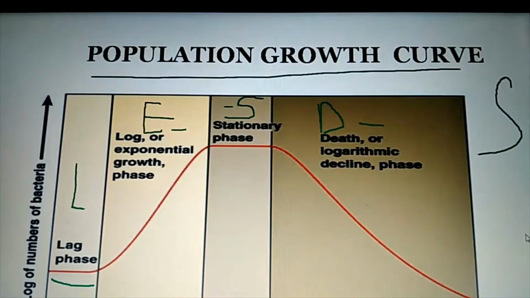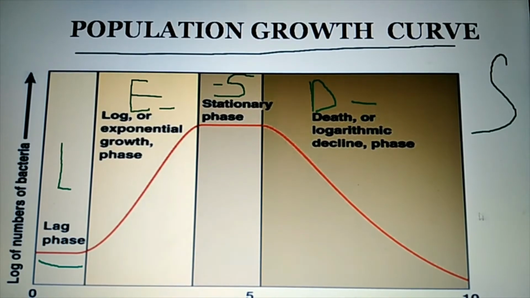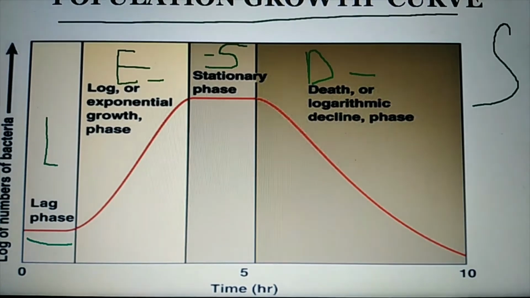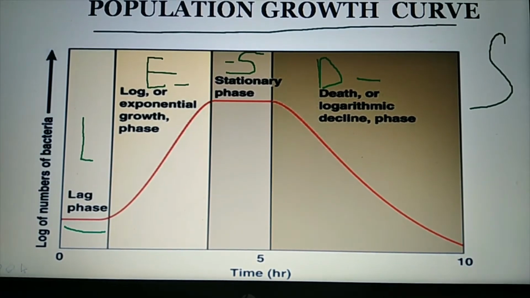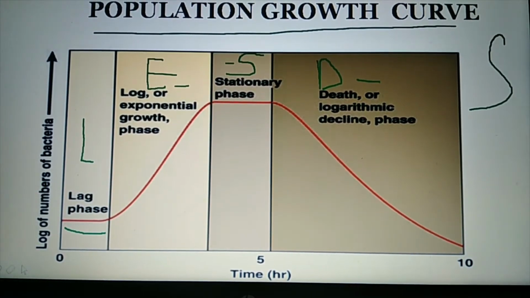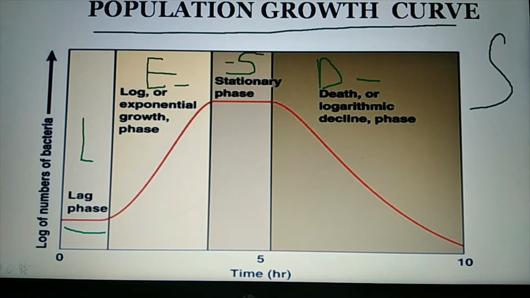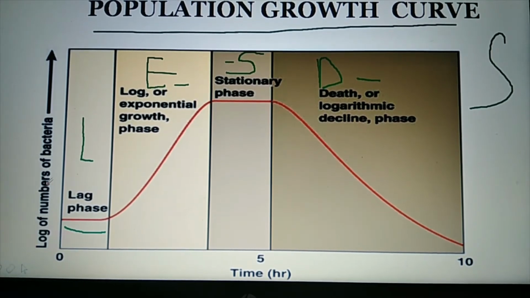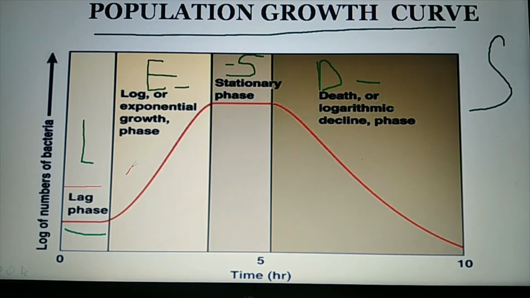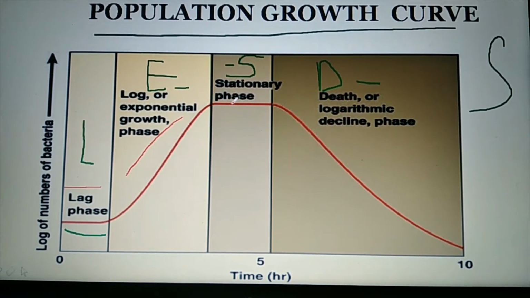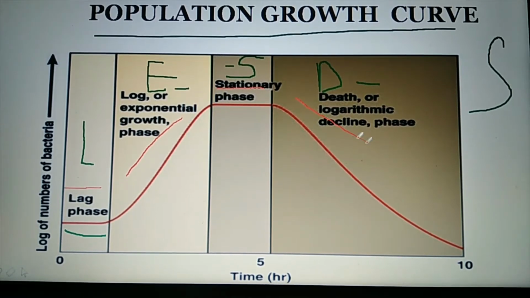So we go to the next one. We're going to go to the population growth curve. If you look at this curve, how many phases do we have? We have 4 phases. Here we have 1, the lag phase. 2, the log phase. 3, the stationary phase. 4, the death phase.